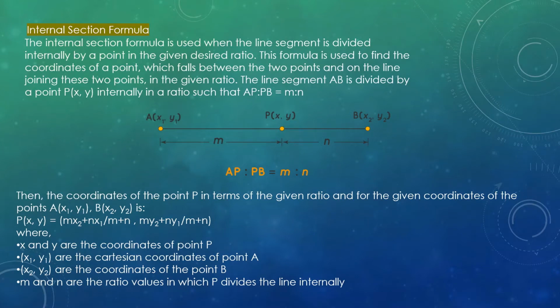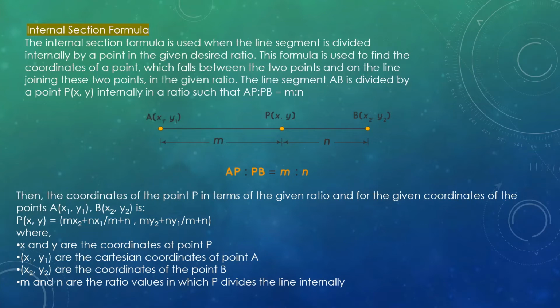Now we will see internal section formula. So the internal section formula is used when the line segment is divided internally by a point in the given desired ratio. This formula is used to find the coordinates of a point which falls between the 2 points and on the line joining these 2 points in the given ratio. The line segment AB is divided by a point P(x, y) internally in a ratio such that AP is to PB equals m is to n.